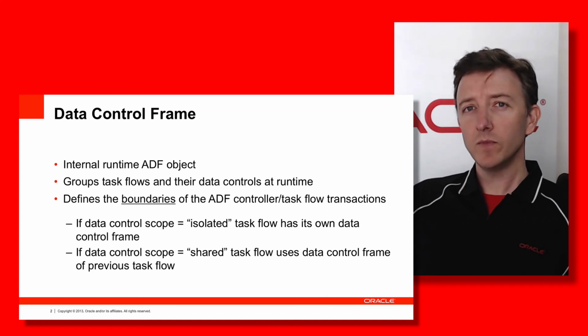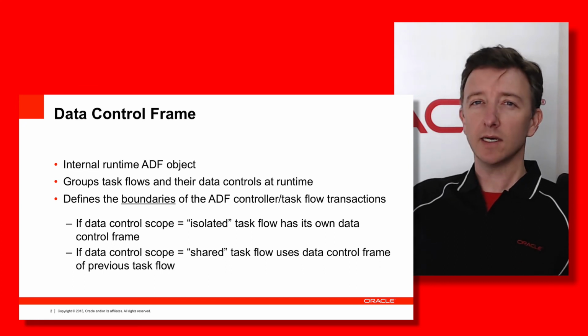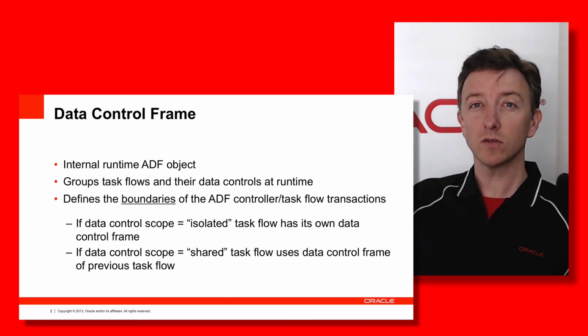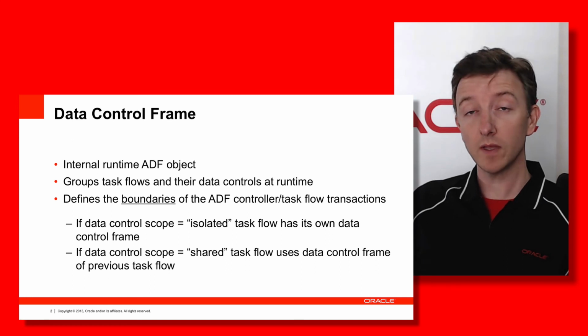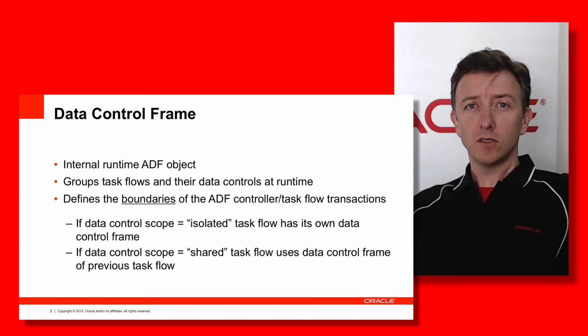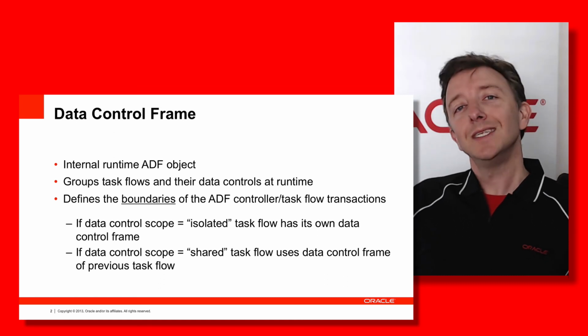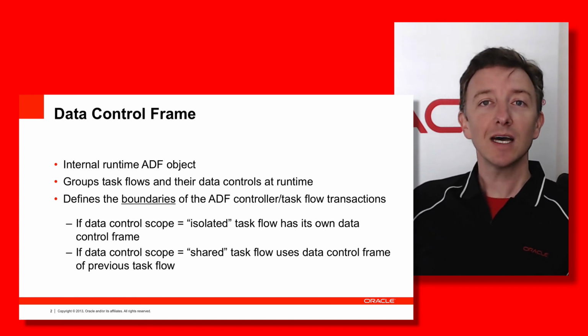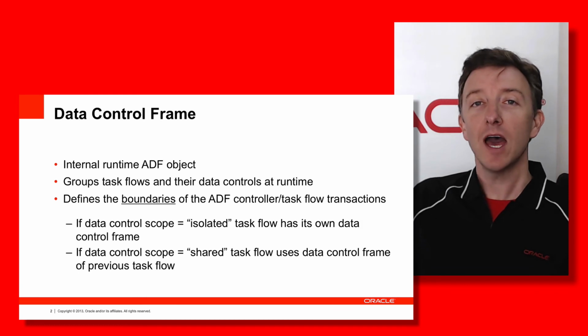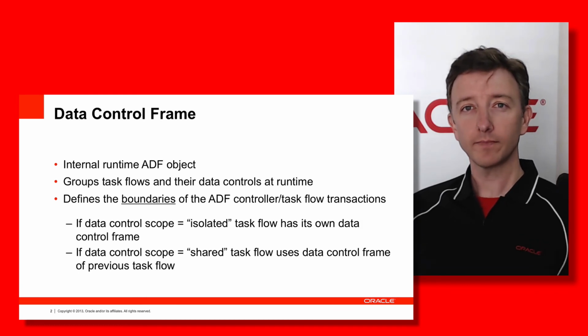Just before we move on from there, a little caveat: what about unbounded task flows? Now, they don't have data control scope options, or transaction options for that matter. So if they don't have data control scope options, what's happening with the data control frame there? Well, for all intents and purposes, an unbounded task flow you can consider to have an isolated data control scope.